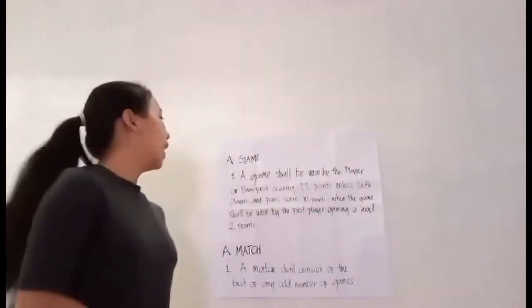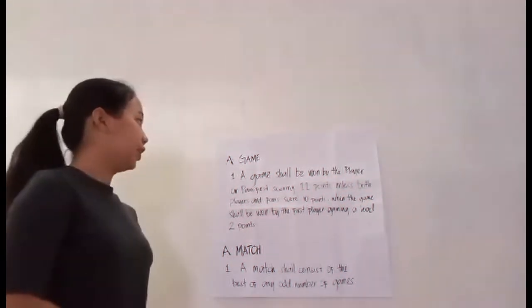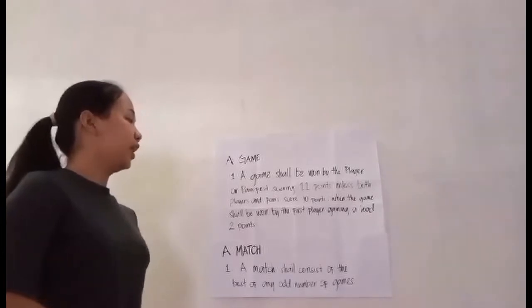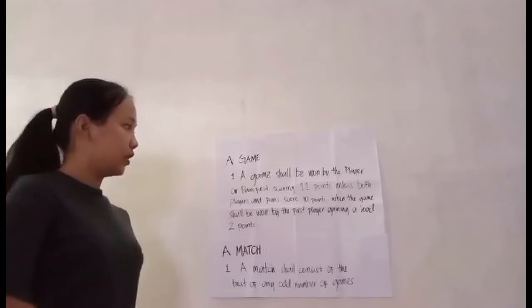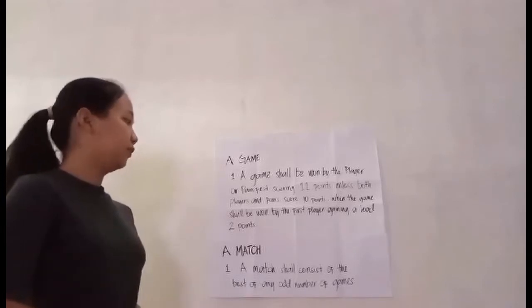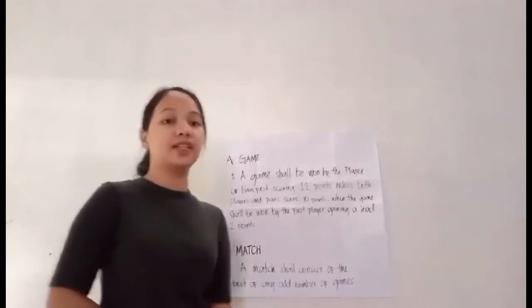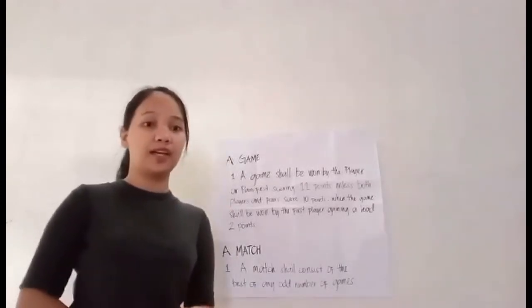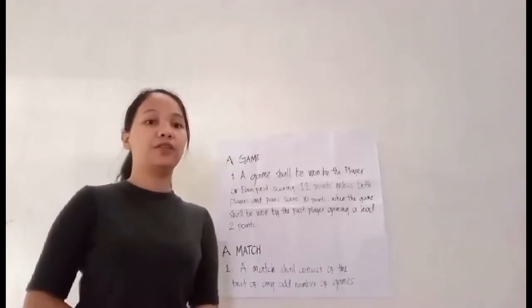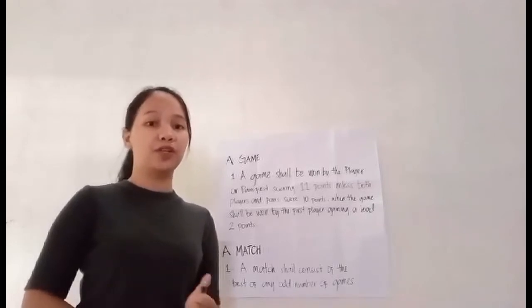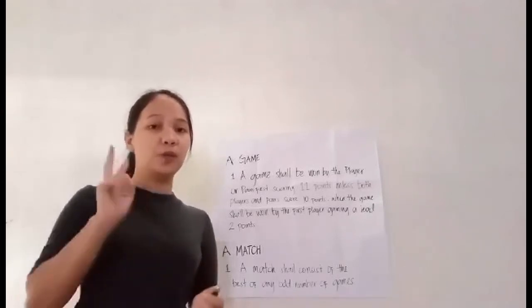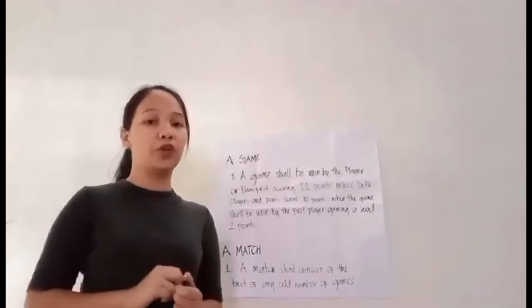A game. A game shall be won by the player or pair first scoring 11 points unless both players or pairs score 10 points, when the game shall be won by the first player gaining a lead of 2 points. So, in this table tennis game, the scoring system says a game is won by being the first player to win 11 points and be at least 2 points ahead of his or her opponent.